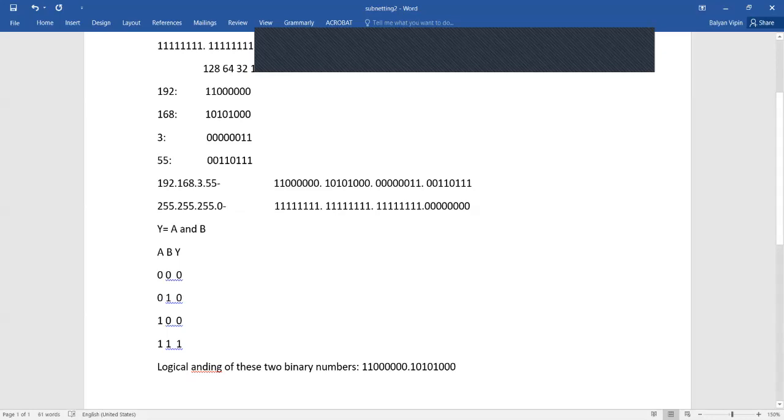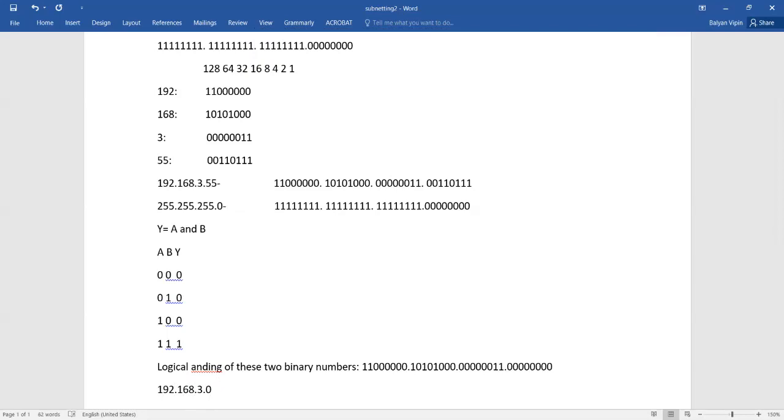The next one, because all these are 1, the answer will depend on these ones. So it will be 0, 0, 6 zeros and 1, 1. Now if I multiply this with this again, because all these are 0, the answer will be all zeros. So if I change this back into a decimal number, then it will be 192.168.3.0.